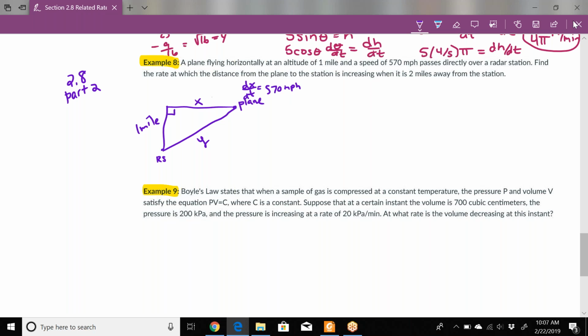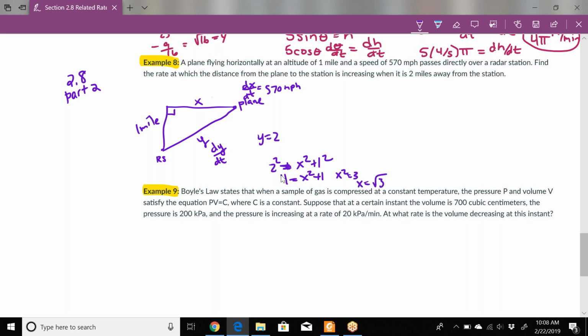That's our rate. Now we're looking at a specific scenario, looking for the rate at which the distance between the plane and the station is increasing. So we're looking for dy/dt, how the distance between them is changing when it is 2 miles away. Let's consider what if y was 2. If we plug that in, we can find x in that instance. So 2 squared equals x squared plus 1 squared, because the hypotenuse is y. That's 4 equals x squared plus 1, so x squared equals 3, or x equals square root of 3.